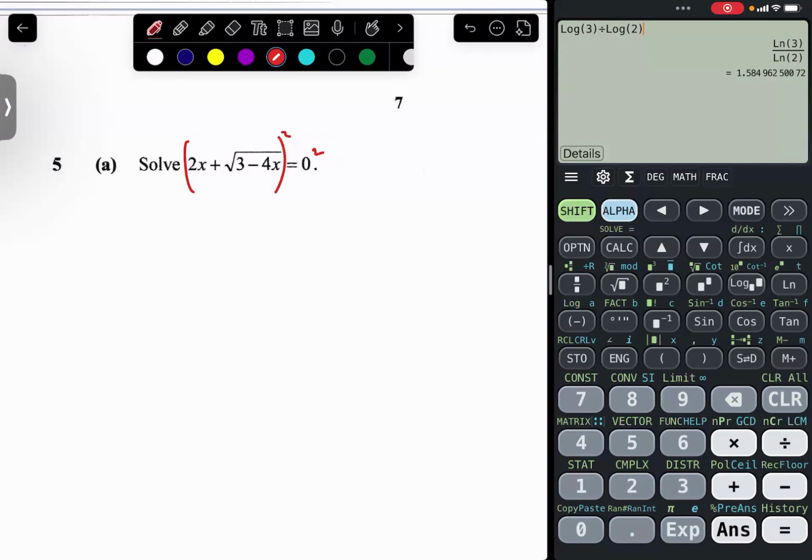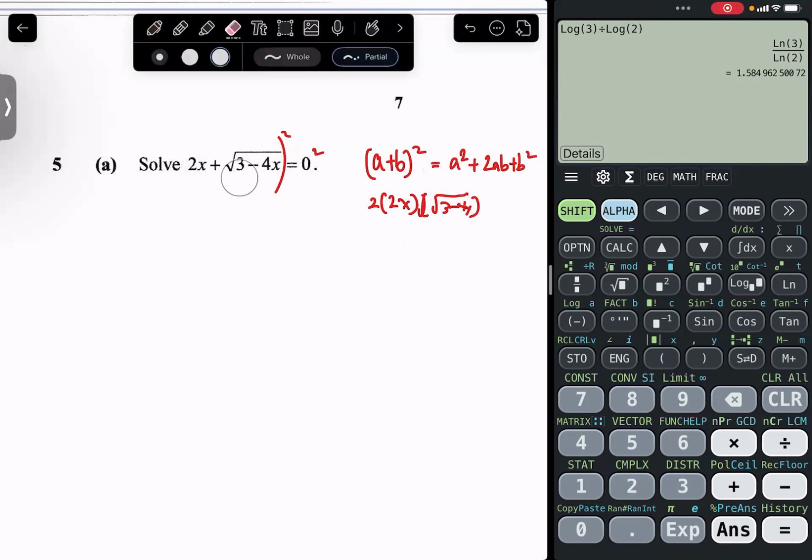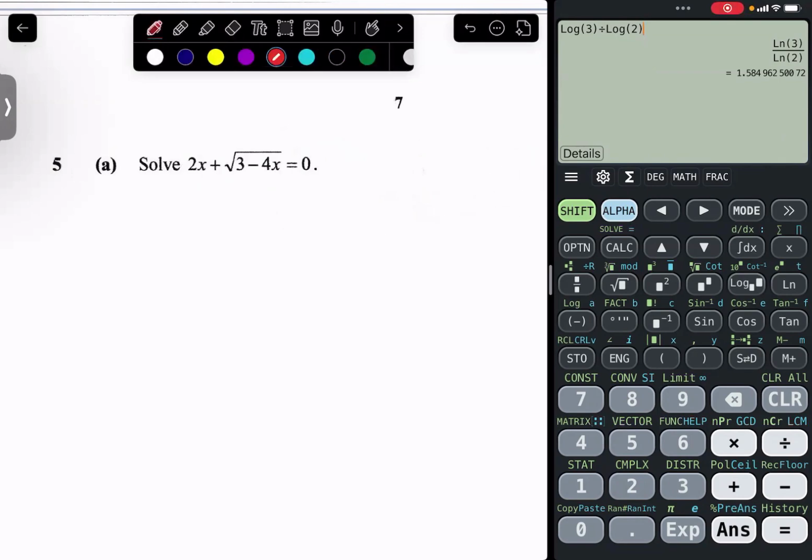The thing is, it doesn't remove my square root, because over here we will just have an a plus b squared scenario, which is a squared plus 2ab plus b squared. Then you will have 2x and the square root of 3 minus 4x as a term inside it, which is pointless. So that is something that you all need to take note of when you are squaring. What needs to happen is that you need to shift one of the terms over to the other side. You want to isolate your square root. Since this is positive, I'm going to shift the 2x over.